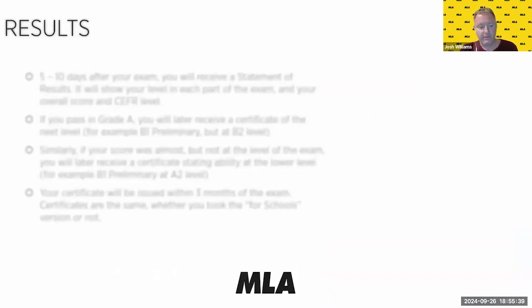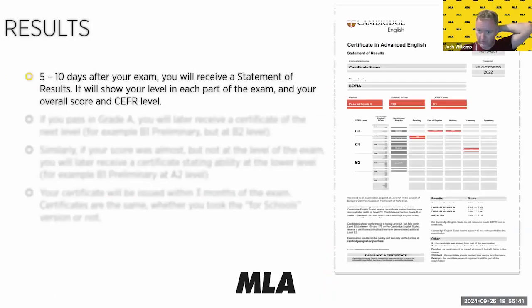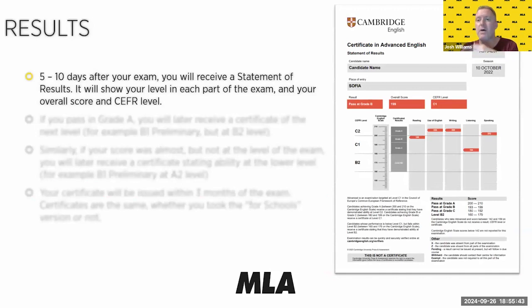Just some final information about results. You might be wondering how the results are calculated. 5 to 10 days after your exam, you receive a statement of results. It usually comes in an email. It'll show your level in each part of the exam and your overall score, and what that corresponds to is the CEFR level. As you can see, those are the things in red there, and you can see them in each band.